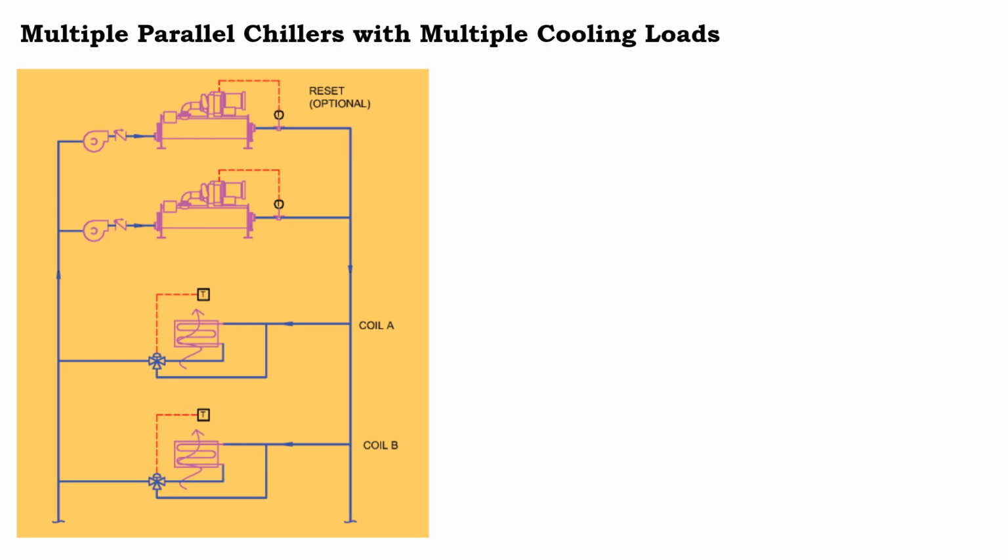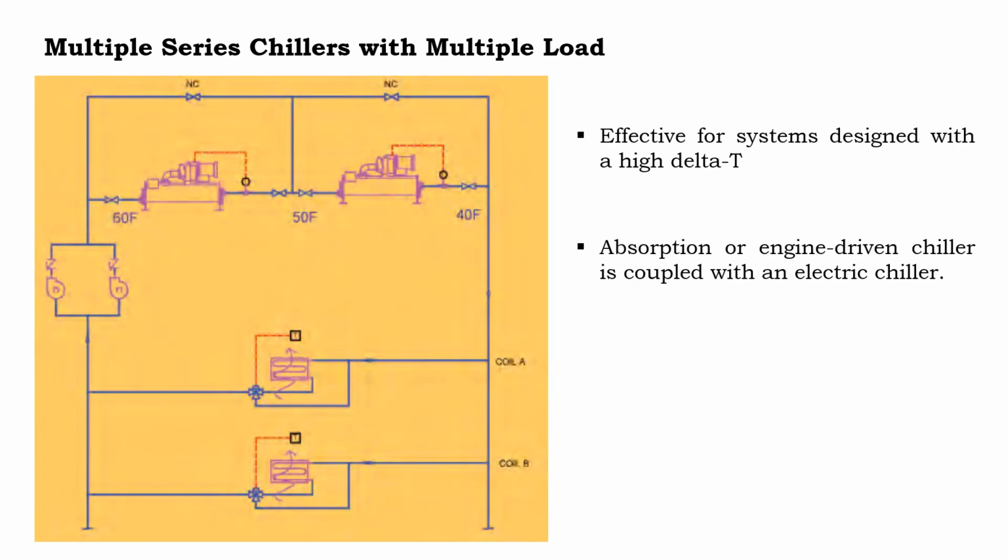Let's say I'm configuring this as a series configuration, where the chillers are configured in series and the loads are multiple. So if multiple chillers are provided in series, here you can see this is chiller 1 and this is chiller 2. Water is entering at 60 degrees Fahrenheit, leaving chiller 1 at 50 degrees, and leaving the second chiller at 40 degrees Fahrenheit. This is a good case when two chillers are in series. It creates a problem when more than two chillers are in the system.